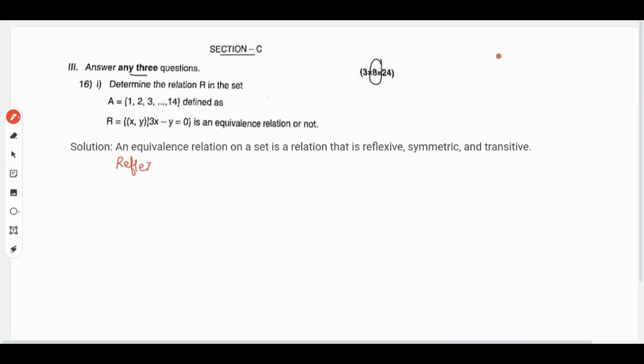So we need to prove it is reflexive, transitive and symmetric. Reflexive is nothing but if you have (a, a) which belongs to R for all a, it is reflexive. Then if it is symmetric, we need to prove (a, b) belongs to R implies (b, a) belongs to R, for all (a, b) belonging to R. It is called symmetric.